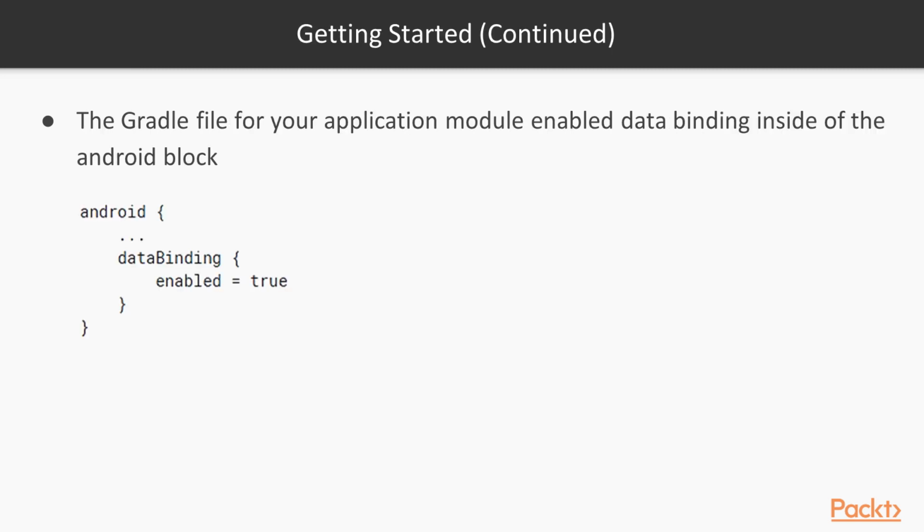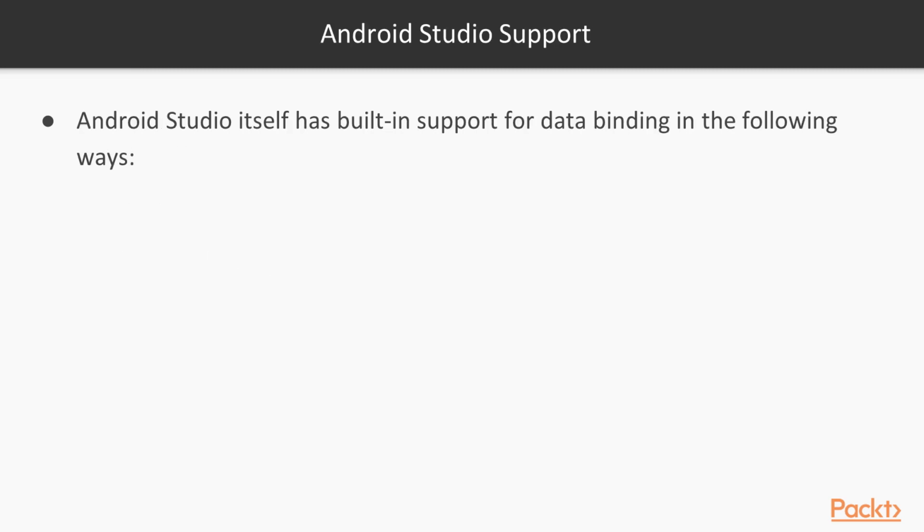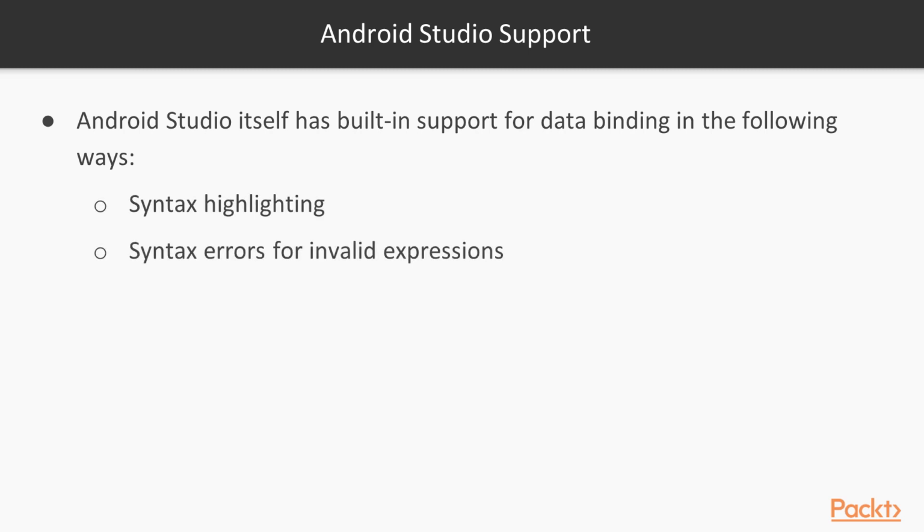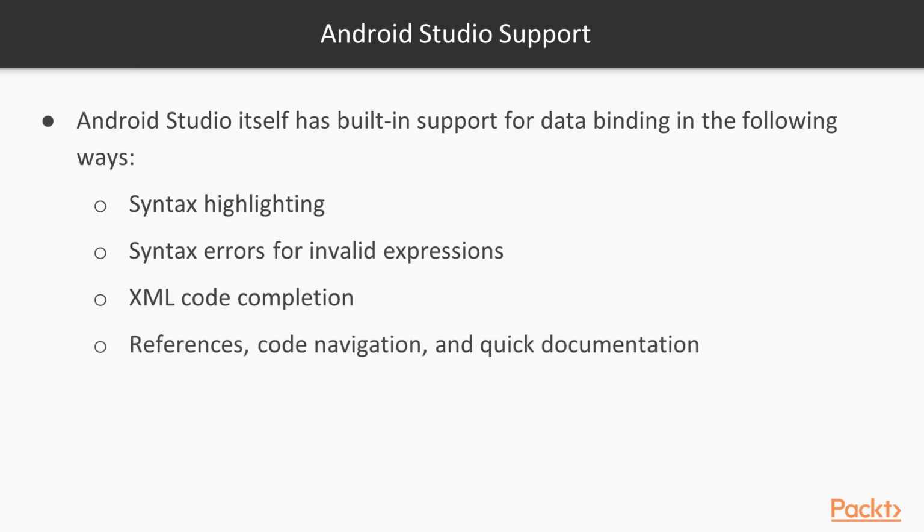Now, to actually enable it in your application, you open up the application module, then find the Android block, then add a data binding block with enabled equal to true. There's actually some support inside of Android Studio right now: syntax highlighting, syntax errors for invalid expressions, which is very powerful, XML code completion, limited support in my opinion, I do find errors in it, and references, code navigation, and quick documentation for data binding.